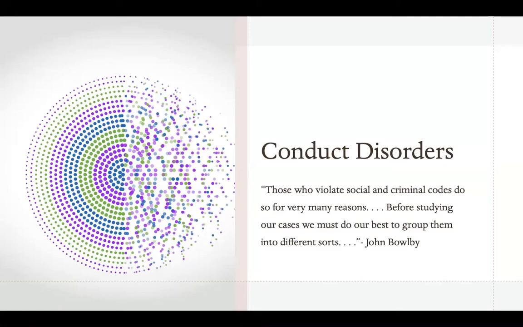Now, conduct basically means behavior. And if I read this quote by John Bowlby, who we know from the evolutionary perspective, he does say that those who violate social and criminal codes do so for very many reasons. Before studying our cases, we must do our best to group them into different sorts. So what this basically means is that there are people who do all sorts of different things, behavior wise, legal wise, that are considered wrong, according to society. But we have to basically figure out, well, why are they doing these? Is it a conduct disorder or something else?